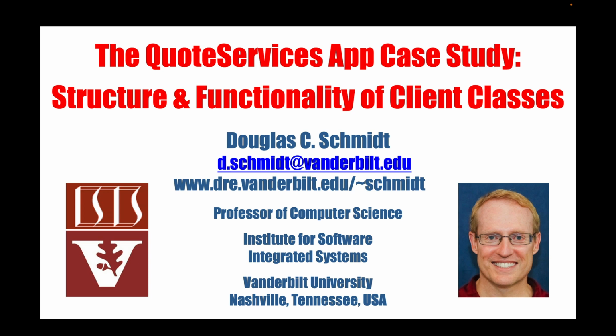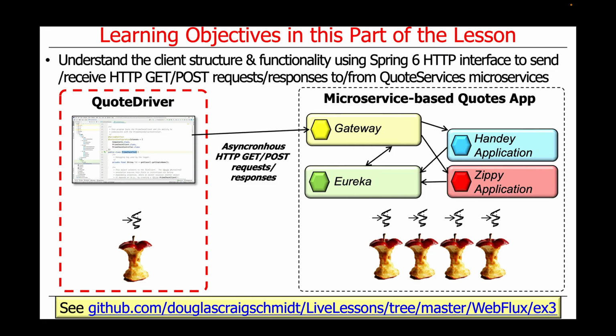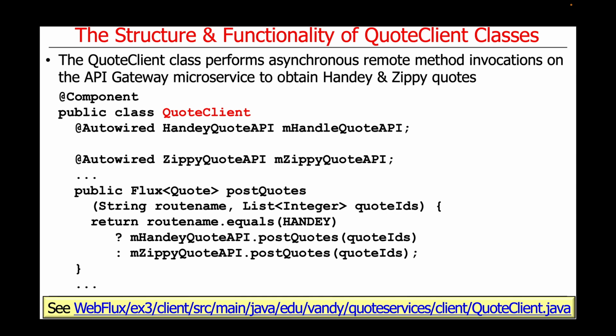Now that we've talked about the server-side components in the reactive quote services app case study, it's time to start turning our attention to the client side. So we're going to start by talking about the classes that make the client structure and functionality and that use the Spring 6 HTTP interface mechanisms to send and receive HTTP GET and POST requests and responses to and from the QuoteServices microservices. So let's start by taking a look at the QuoteClient class.